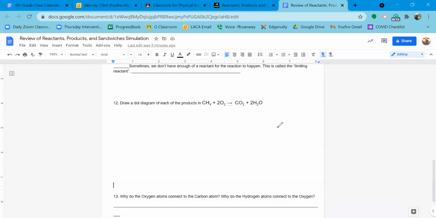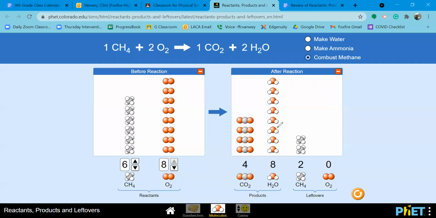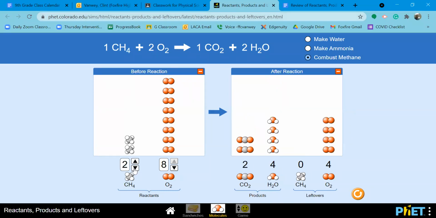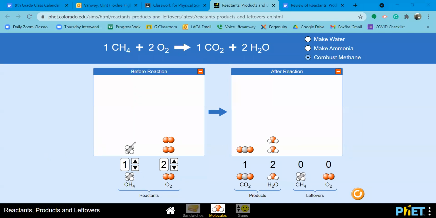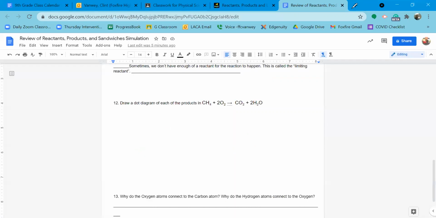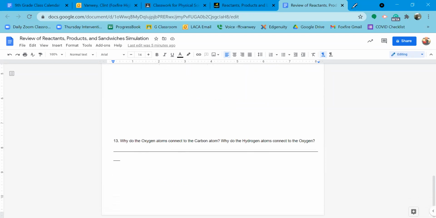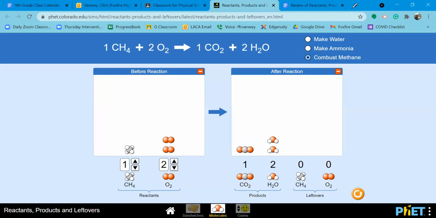So that's our dot diagram of this reaction. Actually, just one of these reactions. These become these. And the same thing happens, right? This carbon becomes this carbon, this hydrogen becomes this one, and so on. So I already sort of answered this question. Why do the oxygen atoms connect to the carbon atom? Why do these oxygens, why does this oxygen want to attach to this carbon?